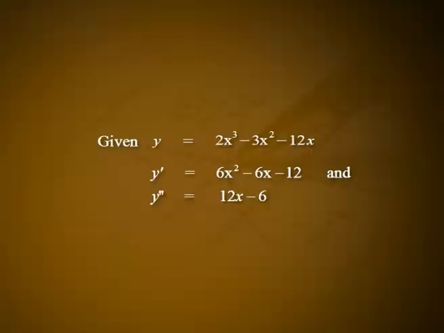Example 7. Find the total area between the cubic y = 2x cube - 3x square - 12x, the x-axis and its maximum and minimum ordinates. Solution. Given y = 2x cube - 3x square - 12x, y' = 6x square - 6x - 12 and y'' = 12x - 6. Stationary points: y' = 6x square - 6x - 12 = 0. So, x = -1, 2. y'' at x = -1 is -18, which is less than 0, and y'' at x = 2 is 18, which is greater than 0. Thus, y attains maximum at x = -1 and minimum at x = 2.